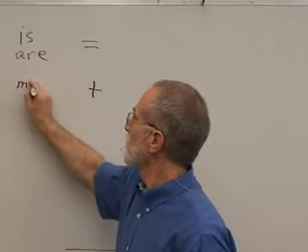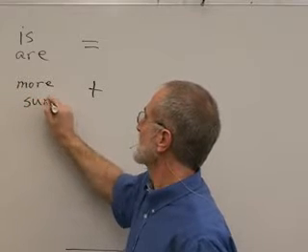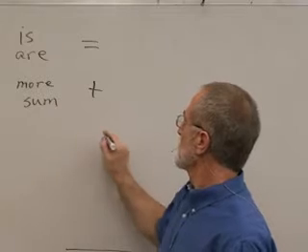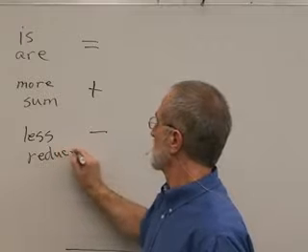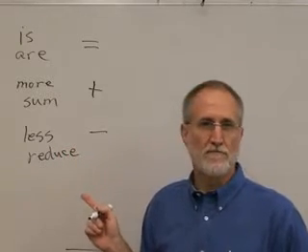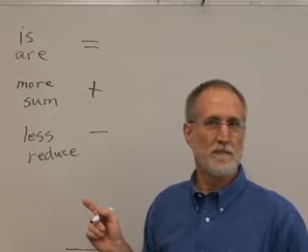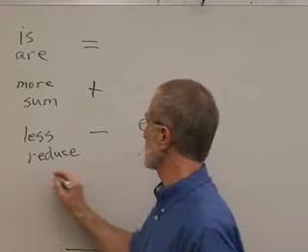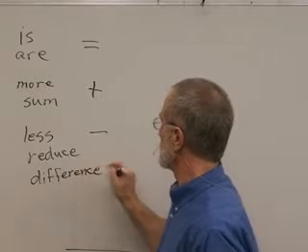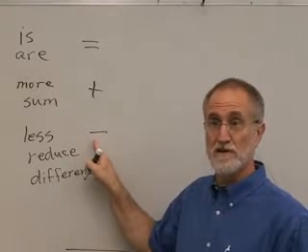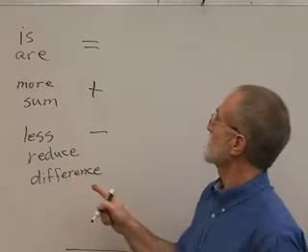Add would be words like more than, sum is the answer to an addition problem. Subtraction would be things like less than or reduce. What's the answer to a subtraction problem called? The difference. Okay. If I say the difference between their ages is 12 years, that would mean if you subtract the smaller age from the bigger age, you're going to get 12. Okay? So difference is the answer to a subtraction problem.